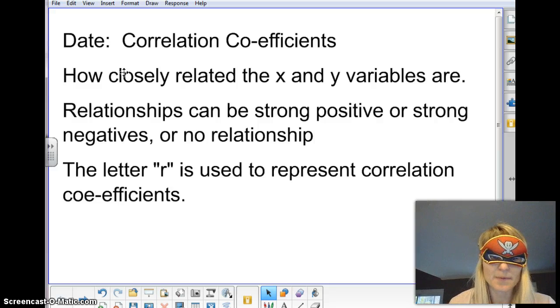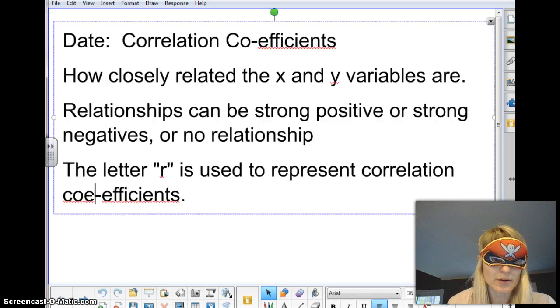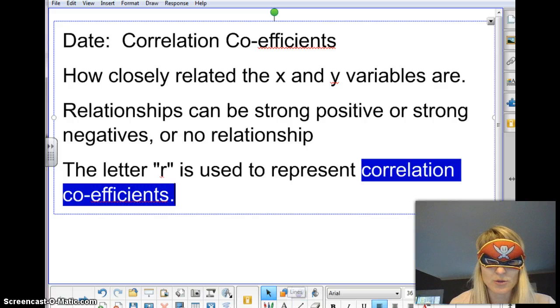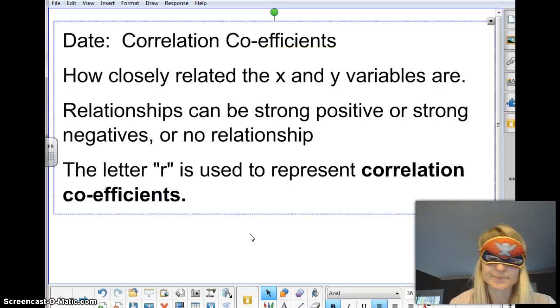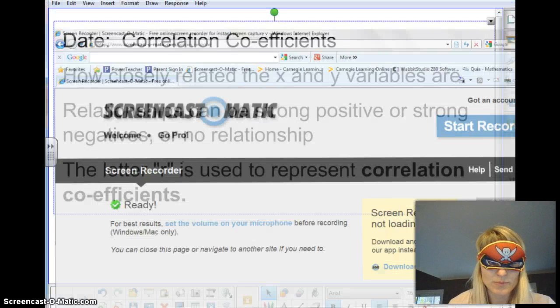attendees is. Okay, so this correlation coefficient can be a strong positive, a strong negative, or it can just have no relationship at all. It cannot be related. And we use the letter R to stand for correlation coefficient. So when you're talking about correlation coefficient, you use the letter R. So R equals.